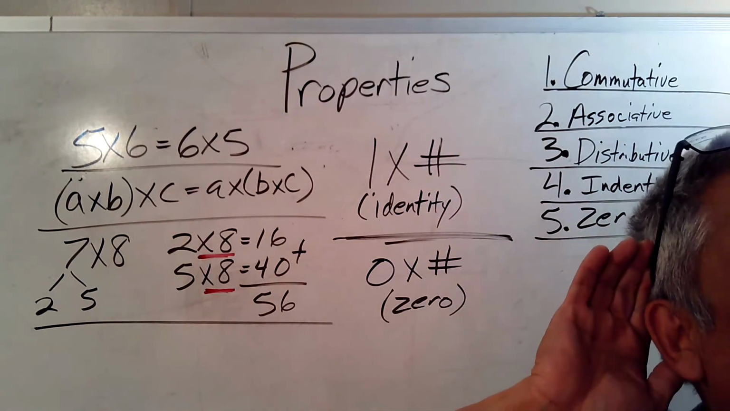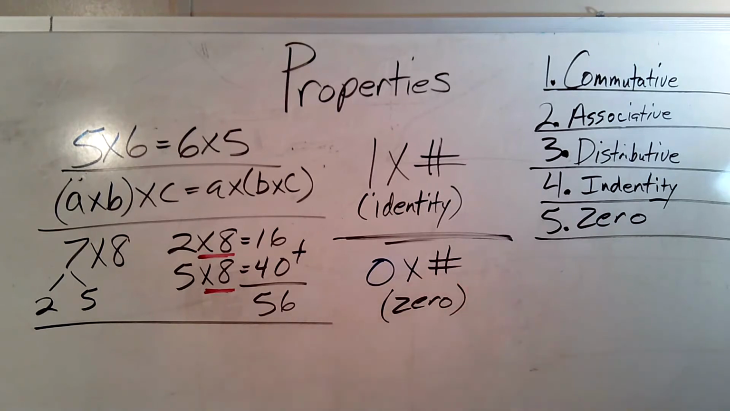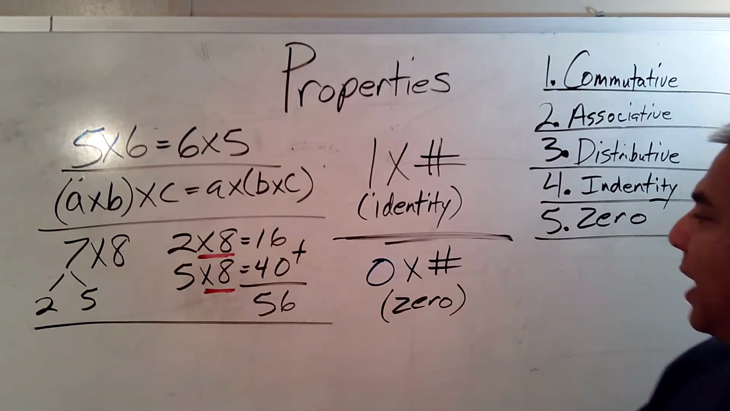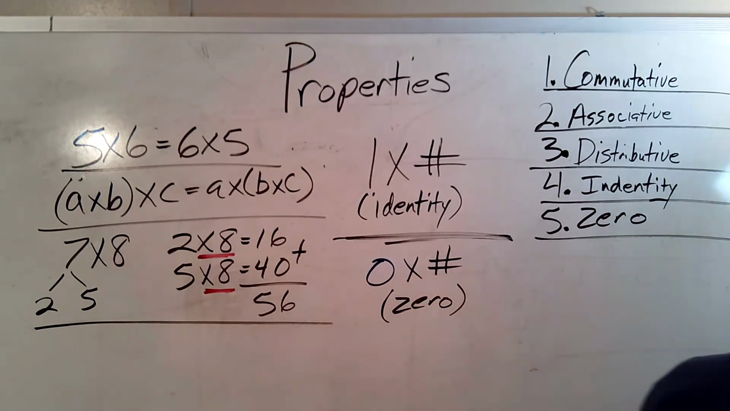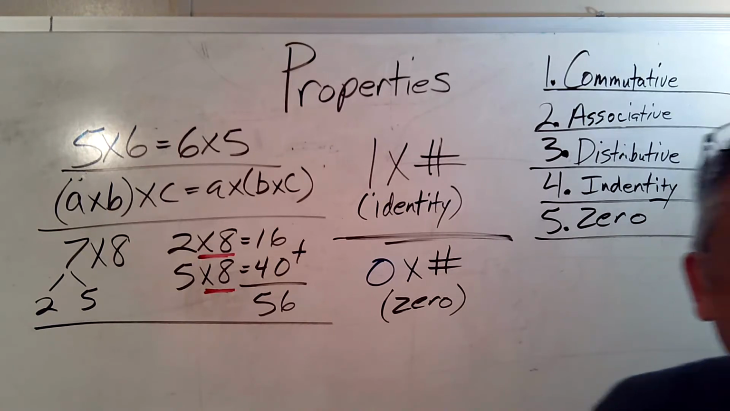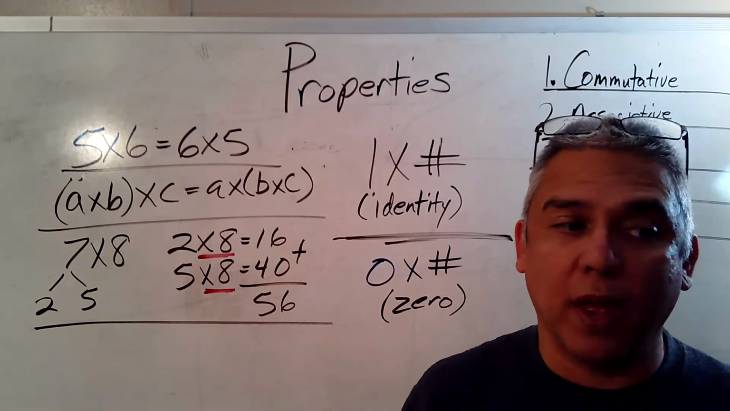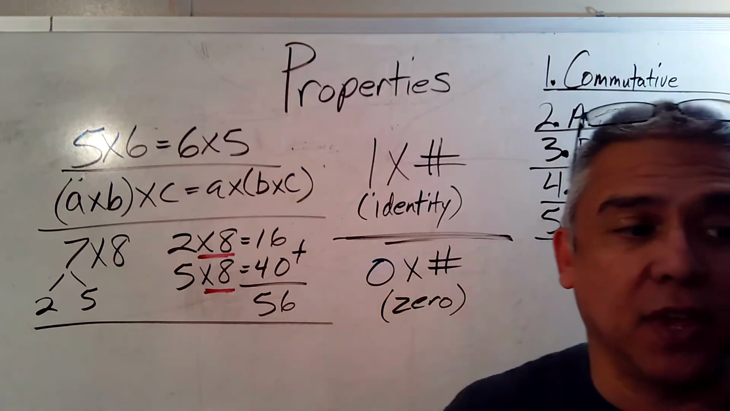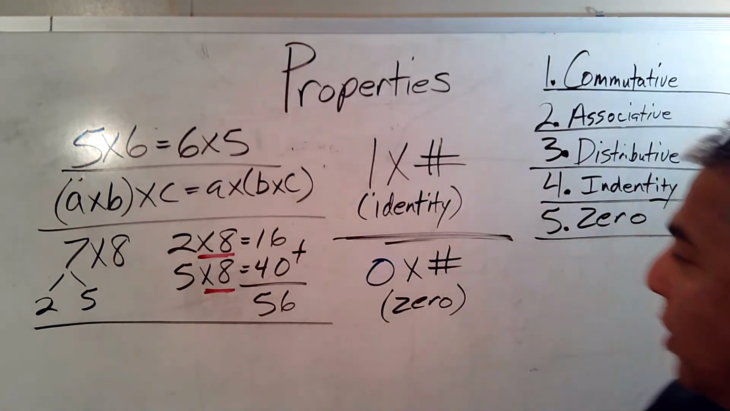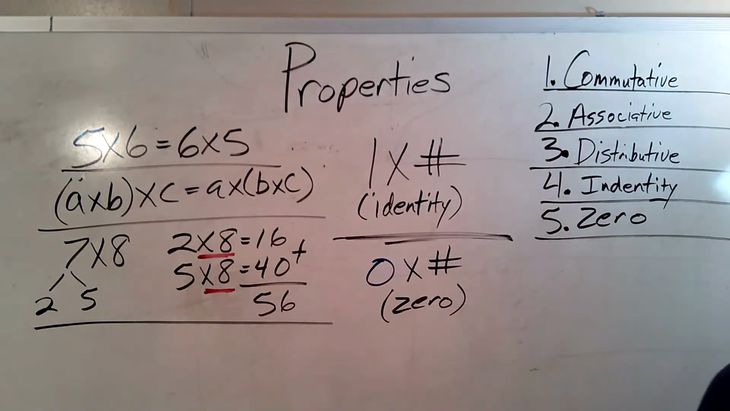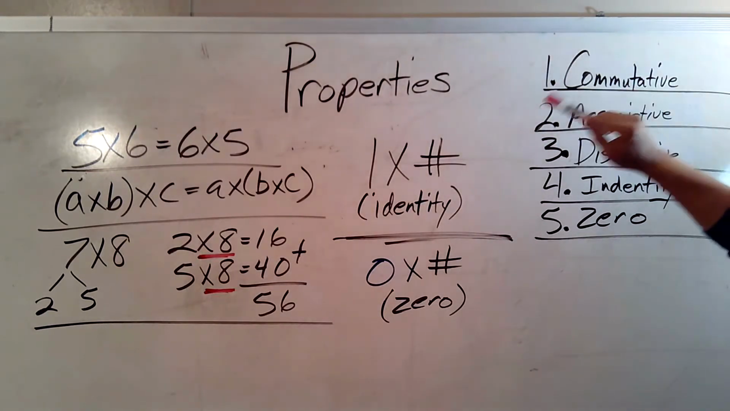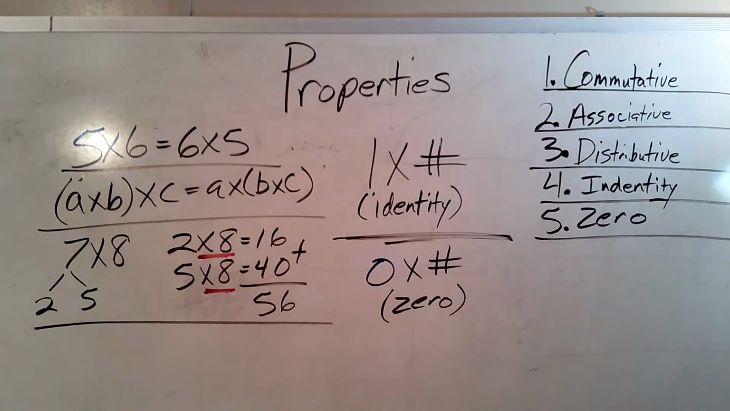That's right. Anything. Okay? 0 times a number. Not hashtag. Okay? 0 times a number is 0. Because 0, that's that basic thing we learned way back in the past. 0 times anything is 0. So that is called 0. So there's 5 properties. Commutative. Okay? That's when we flip-flop those factors. Flip-flop those factors. Another example.